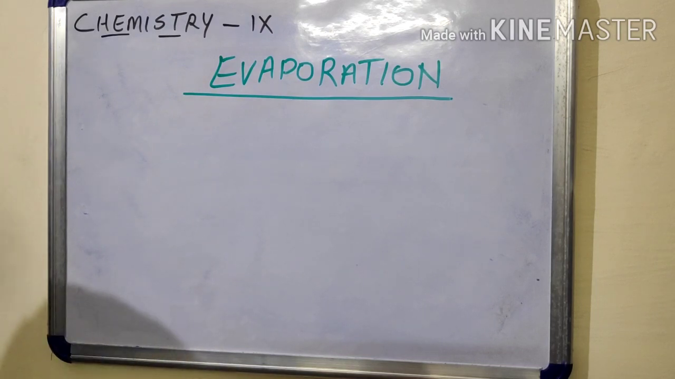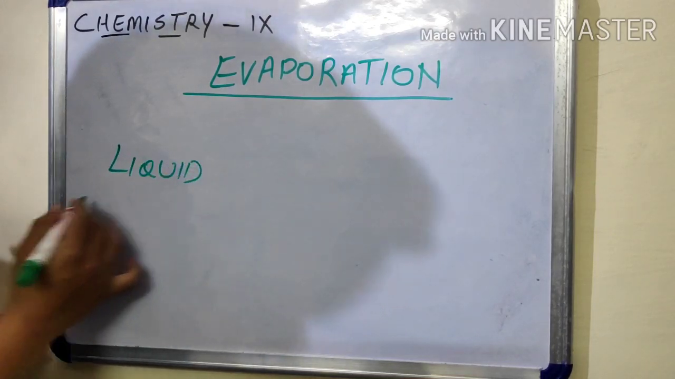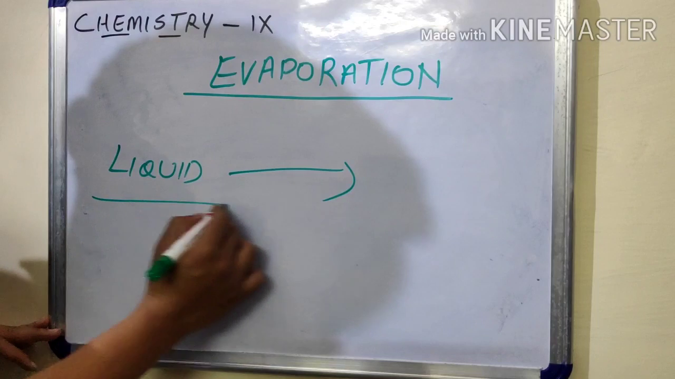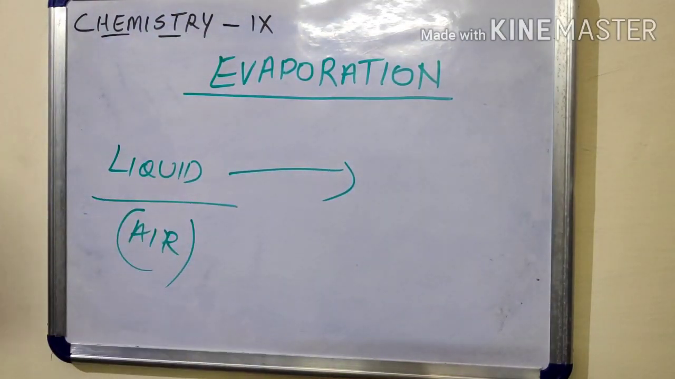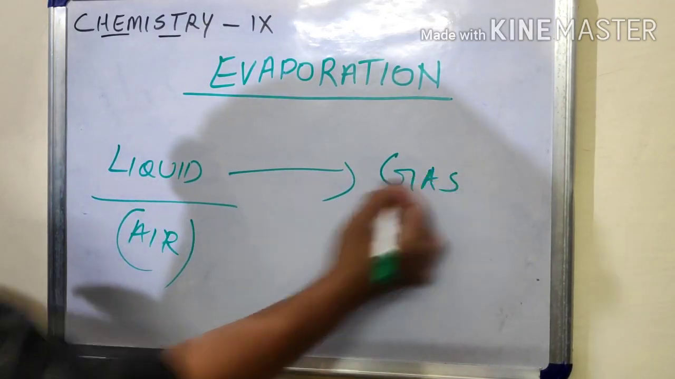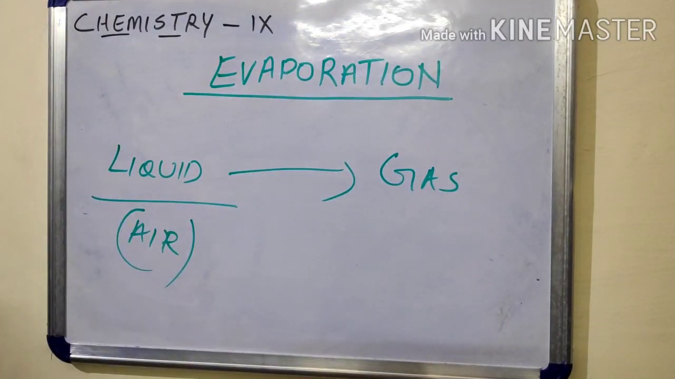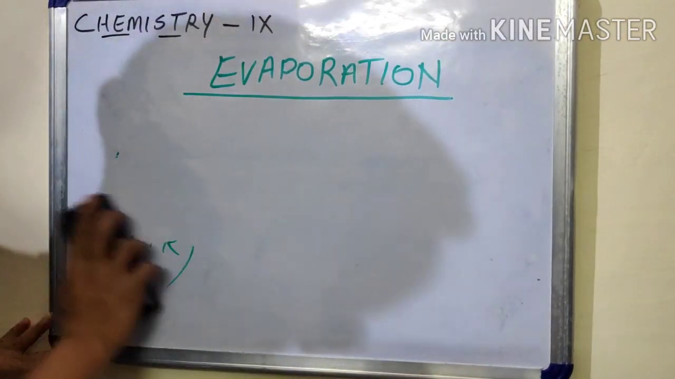So what is evaporation? When you expose any liquid to air, slowly the volume is decreasing. That is, the liquid is evaporating to a gas. This is called evaporation. The process of changing into vapor even below its boiling point is called evaporation. Okay, so we'll understand it a bit better.